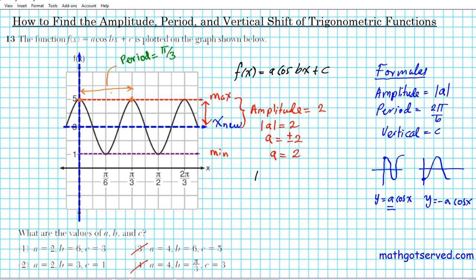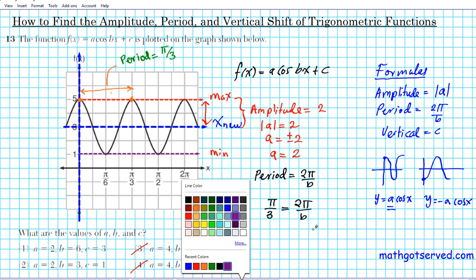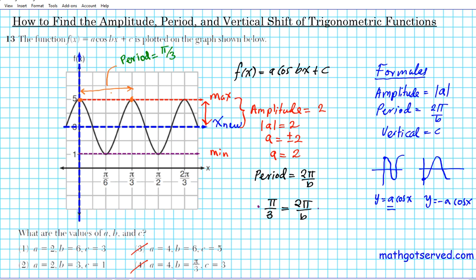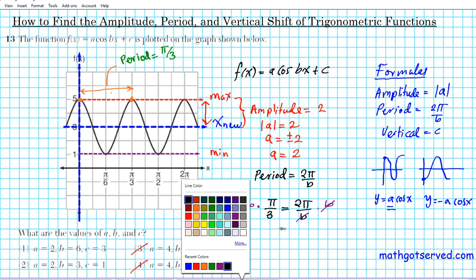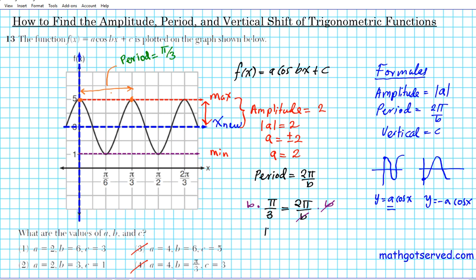So let's rewrite the equation that we talked about earlier. The period is 2 pi over b. The period in this problem is pi over 3, so pi over 3 is equal to 2 pi over b. Now we're going to solve this for b. To do that, we are going to multiply both sides by b. That cancels the b out from the right side, and we have pi over 3 b equals 2 pi.